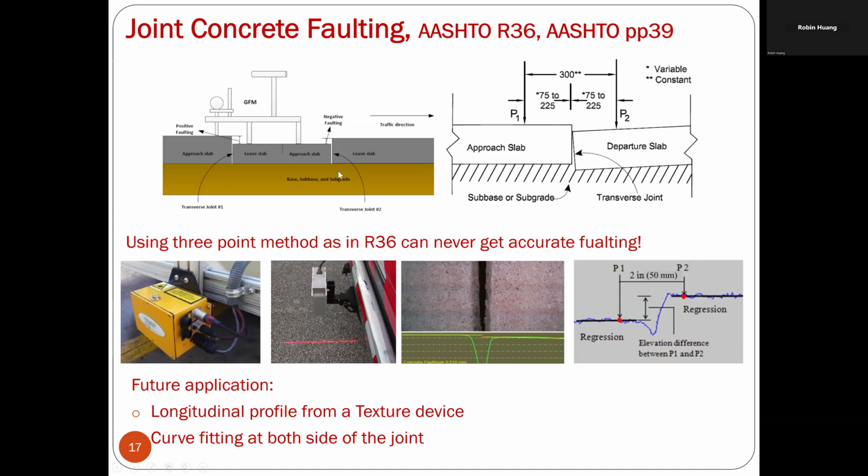The high-speed faulting measurement sensor is from TechStar. We use a line sensor to measure the profile like this one. If you cross a concrete joint, you get the profile. If you do the data processing, you see this is one slab and this is another slab. Then you can get the difference between the two slabs, and this is defined as faulting.